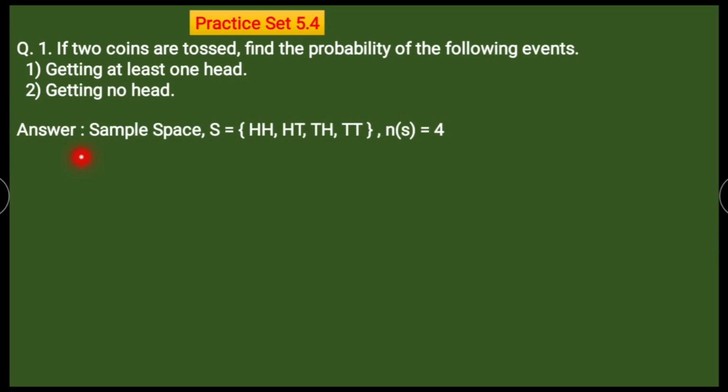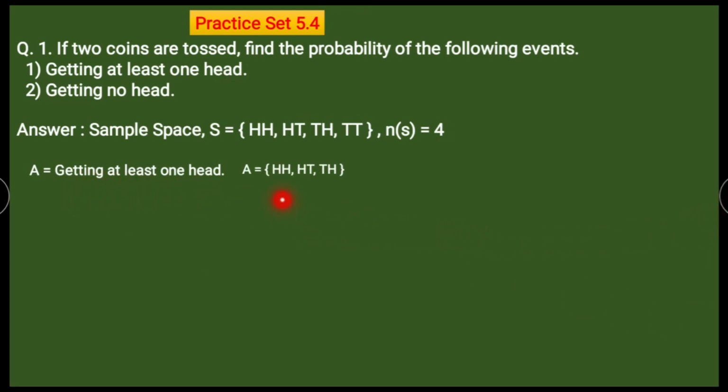So we first write the sample space for two coins. So S contains HH, HT, TH, TT as the sample points. So the total number of sample points is 4. So n(S) equals 4. Then the first event is getting at least one head. That means there must be one head or more than one head. So we write here A equals the event of getting at least one head.